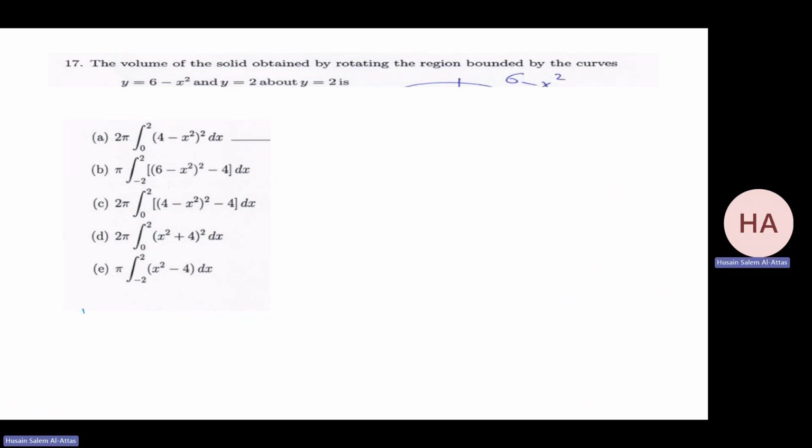Y equals 6 minus x squared and y equal 2, about y equal 2. Okay. So I need this parabola, 6 minus x squared. So this is 6 minus x squared. So this one, y equal 2. What is y equal 2? When y equal 2, x is what?